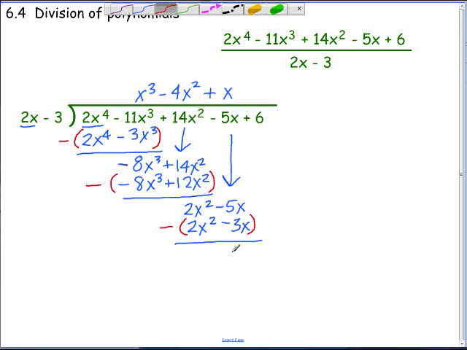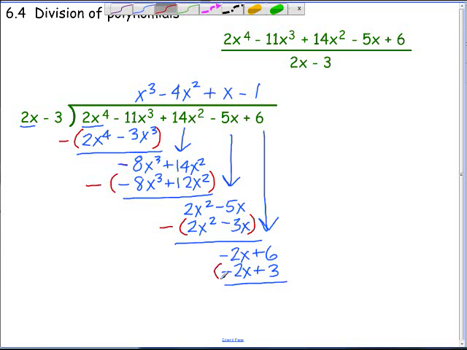Subtract it. This will zero, and then I have a positive 3x and a negative 5x for a negative 2x. I bring down this last term, plus 6. And I have, let's see, a negative 1 will do it, won't it? Negative 1 times 2x will give me a negative 2x. See, I'm always trying to match this, because I know if I do, when I subtract it, it will zero out. And this will be a positive 3.